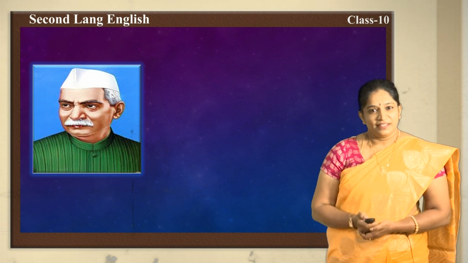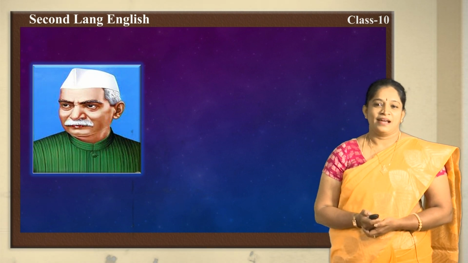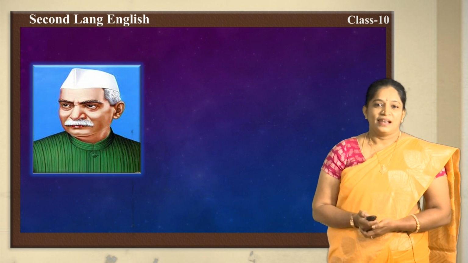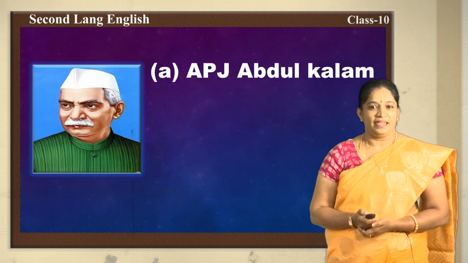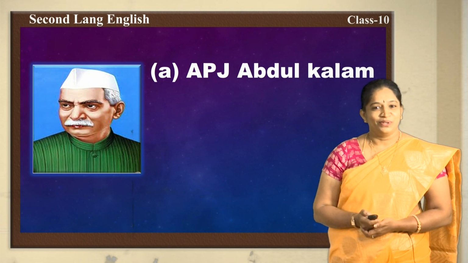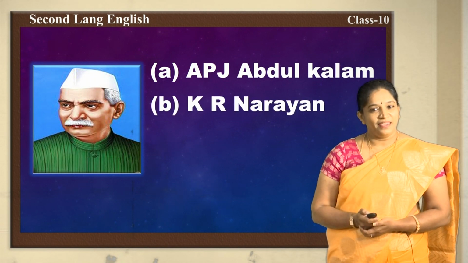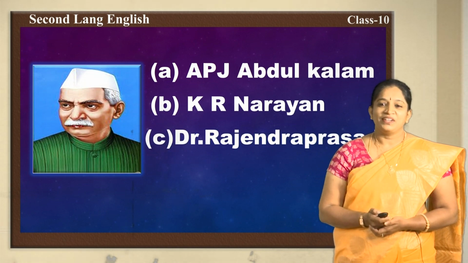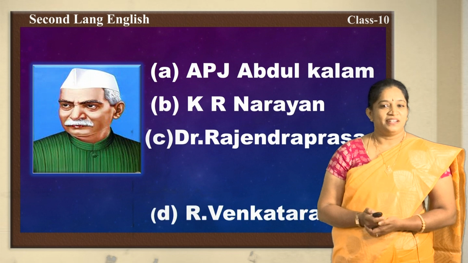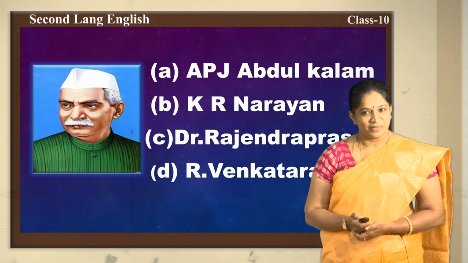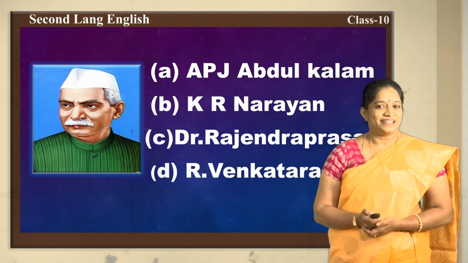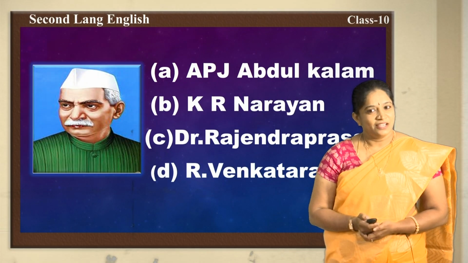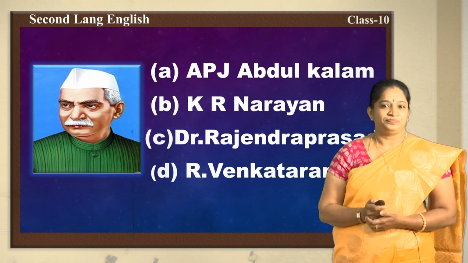You have to identify the name of the person, and I'll give you four options for this. Option A, APJ Abdul Kalam. Option B, K.R. Narayanan. Option C, Dr. Rajendra Prasad. Option D, R. Venkataraman. Have you guessed the right answer, children? Okay, if you guessed the right answer, we shall look into the right answer now.